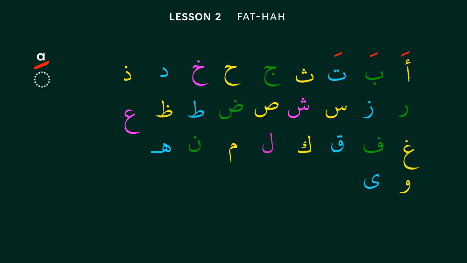ba, ta, tha, ja, ha, kha, da, za, ra, za, sa, sha, sa, da, ta, za, a, gha, fa, qa, ka, la, ma, na, ha, wa, ya. So try to practice and pause this video if you still don't get it.